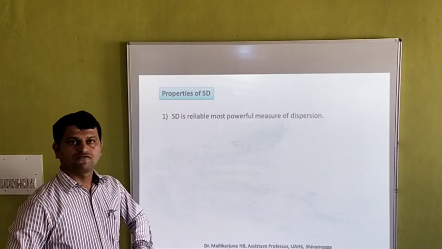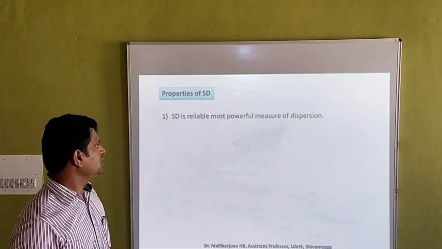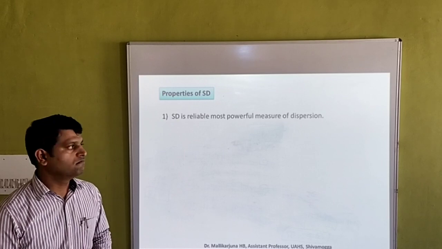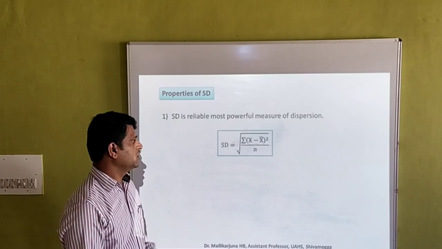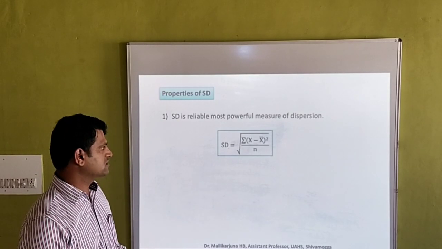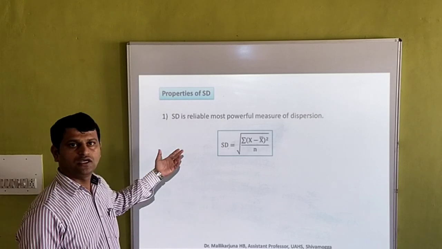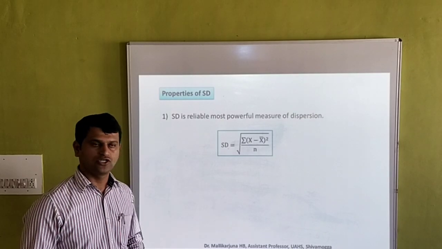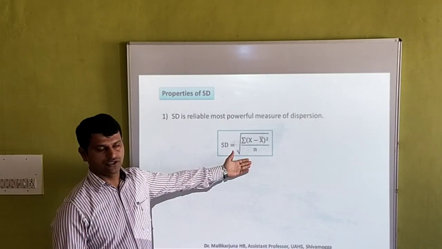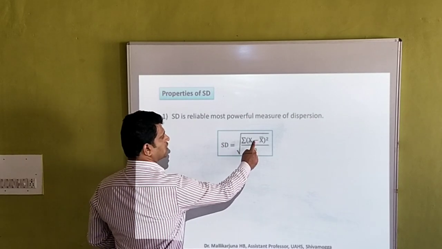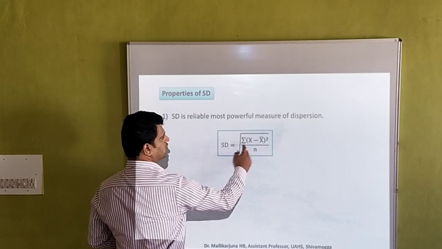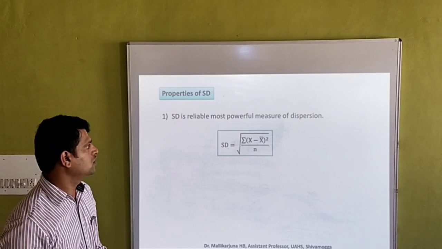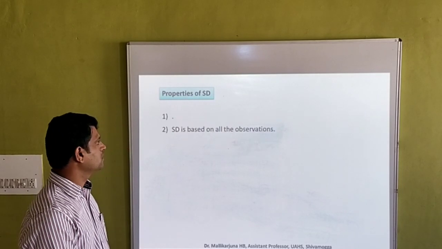Now come to properties of standard deviation. SD is the most reliable and powerful measure of dispersion. Of course, whatever the disadvantages in the previous measures, the range, quarter deviation, and mean deviation, it makes up for them here. After the deviations, we have taken the square. That's why it's the best measure of dispersion.